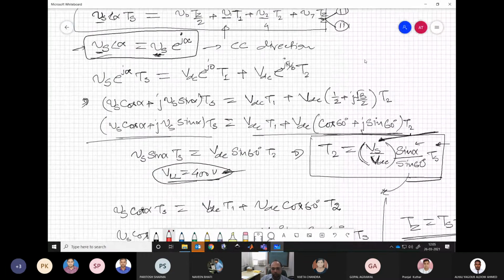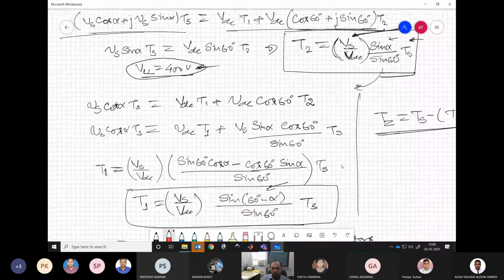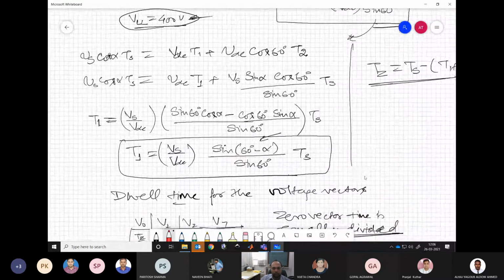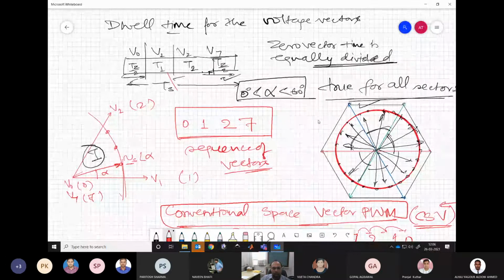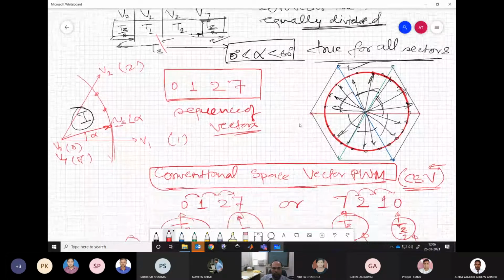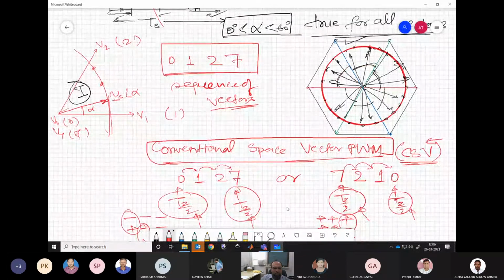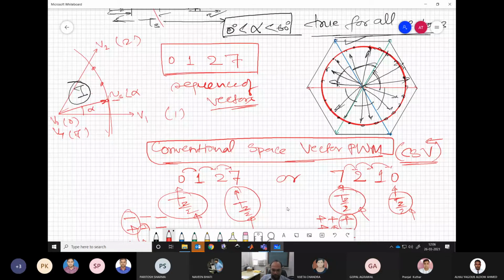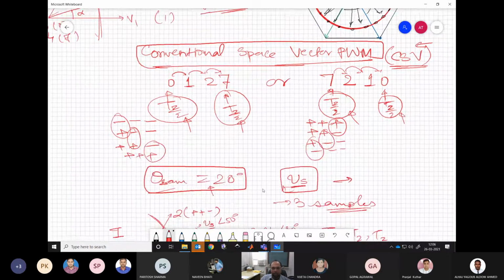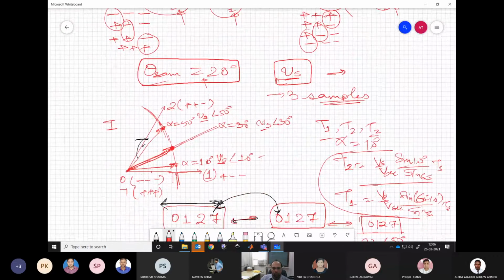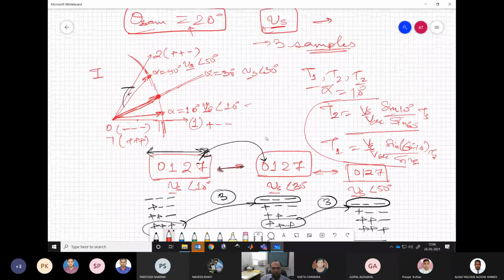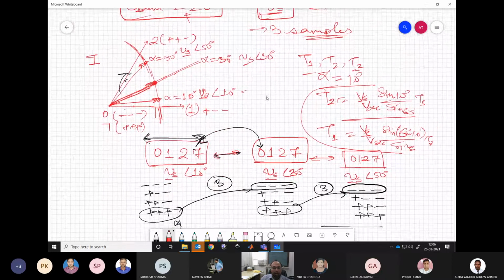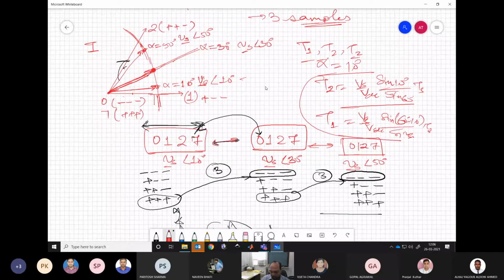So we have seen that the active vectors associated with that particular sector are applied for the given times which we have computed, and then the remaining time in the switching cycle, or the sampling time, we spend with the zero vectors, so that our switching frequency, or sampling time, is constant. And also we have seen some ways how to have multiple samples.